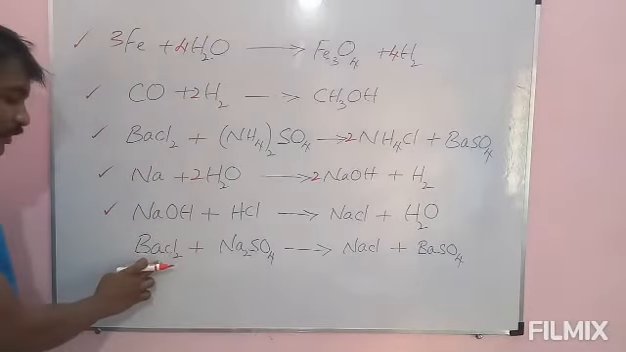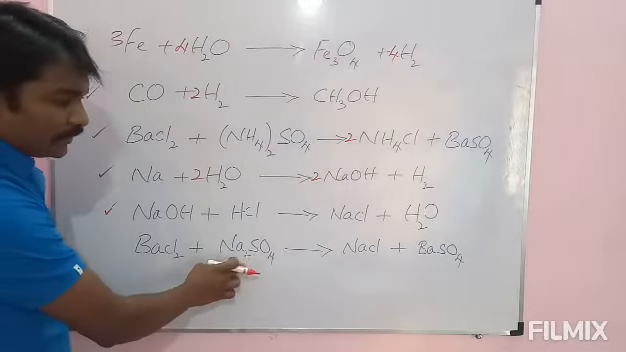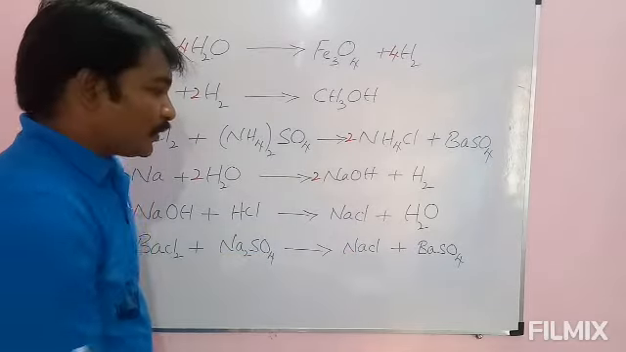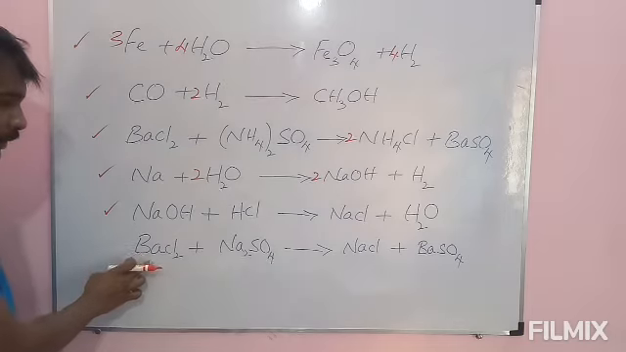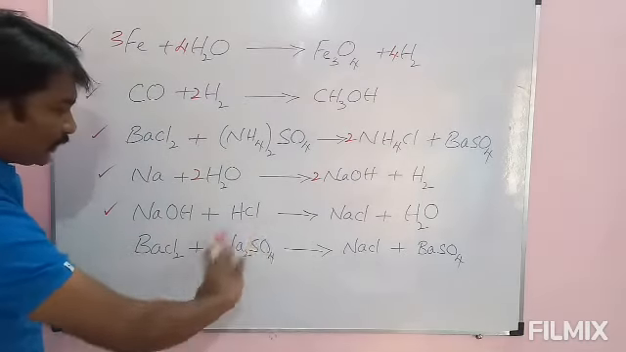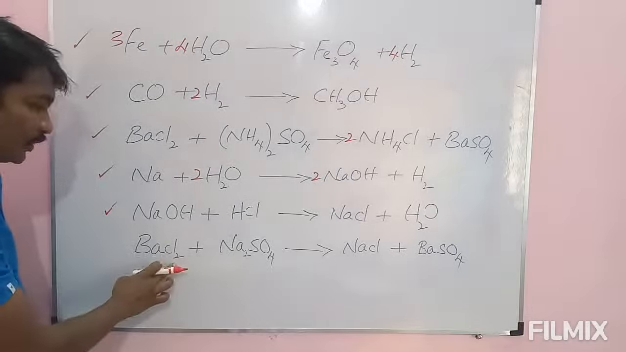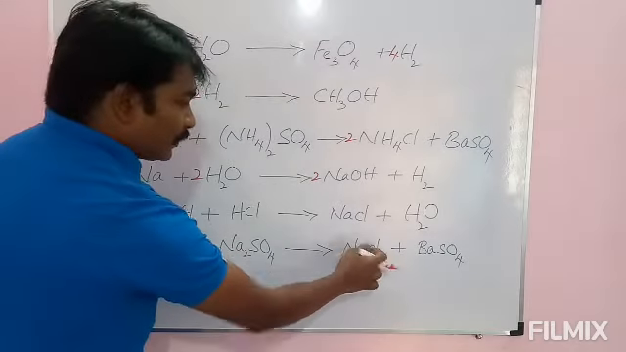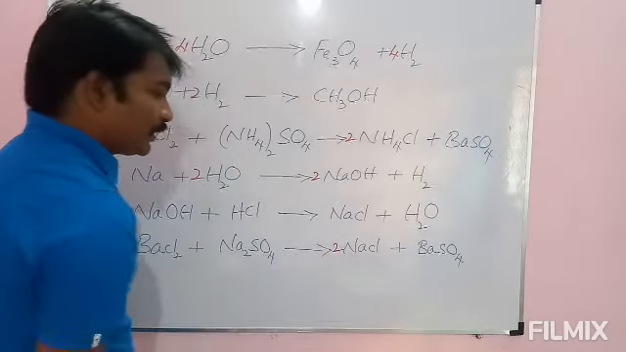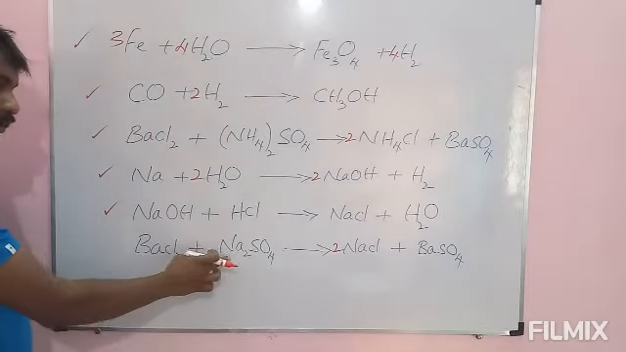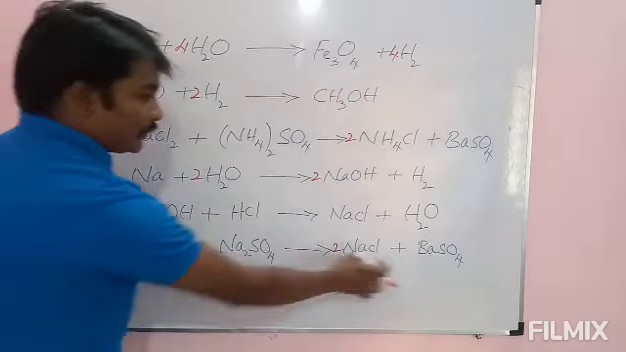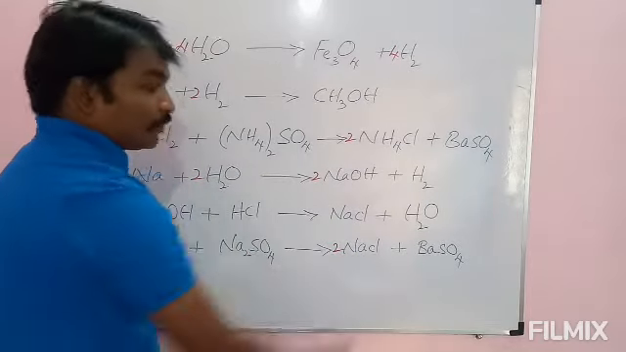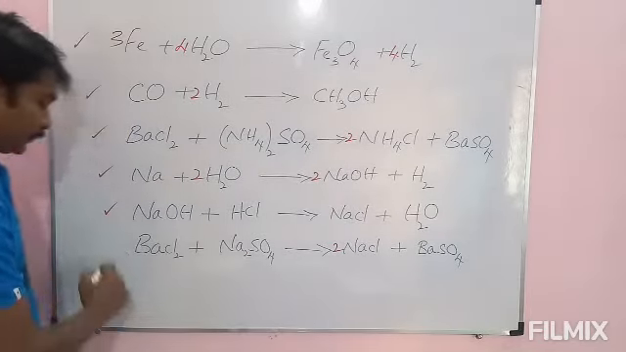Next one, BaCl2, barium chloride, plus sodium sulfate gives sodium chloride and barium sulfate. Barium chloride Ba, barium sulfate Ba, 1 on both sides balanced. 2 chlorines. Here 1 is there, 1 chlorine. To make it 2, I am writing 2 here, 2 chlorines. Next, sodium, 2 sodium are there, here 2. 1 sulfur, 4 oxygens balanced.